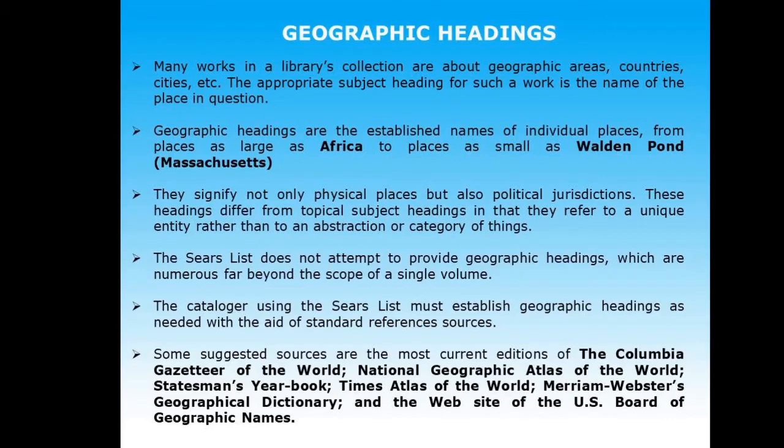It is really impossible to include all the names of the cities, all the names of the locations and countries in a single edition. That's what we discuss in LCSH also, because there are lots of places, right? It is not possible. So for the place the book is referring to, you can always have general guidelines of sources. Some of these sources are the Columbia Gazetteer of the World, National Geographic Atlas of the World, and Statesman's Yearbook. These are the sources where you can refer to various geographical locations, and based on that you can assign a heading depending upon the document you are addressing.